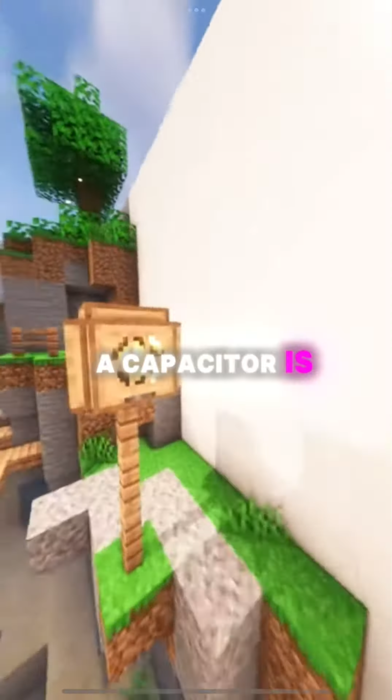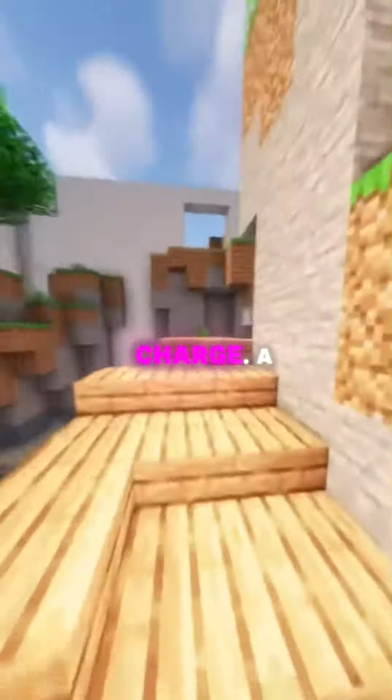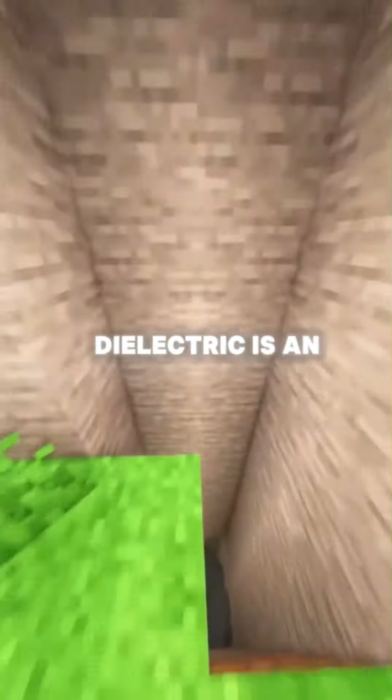Capacitors. A capacitor is a component that can store charge. A dielectric is an insulator.